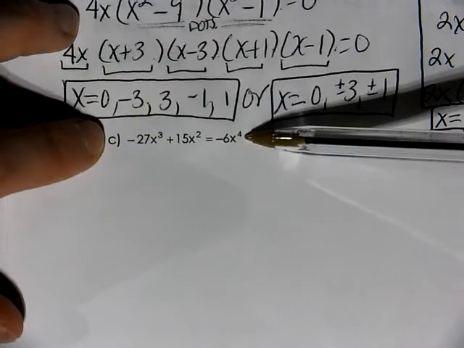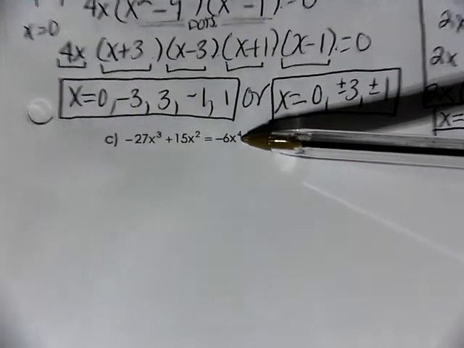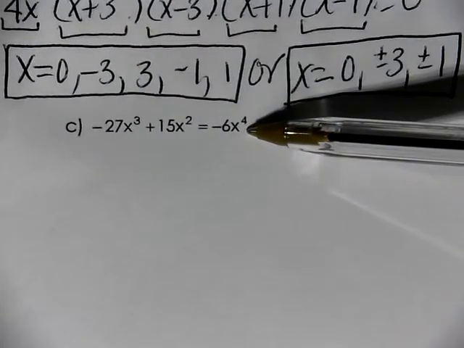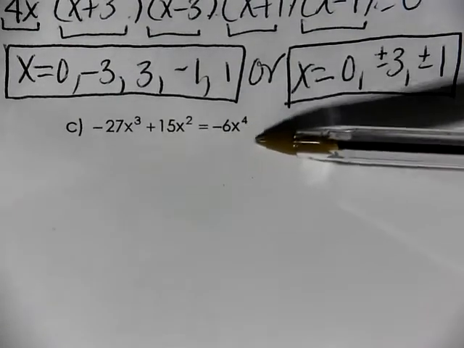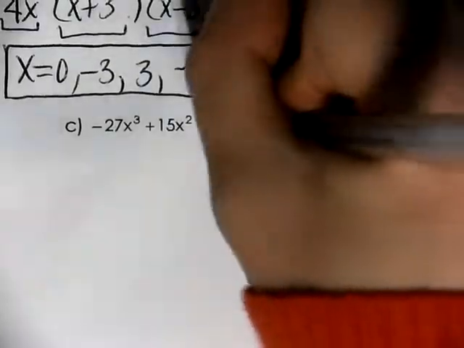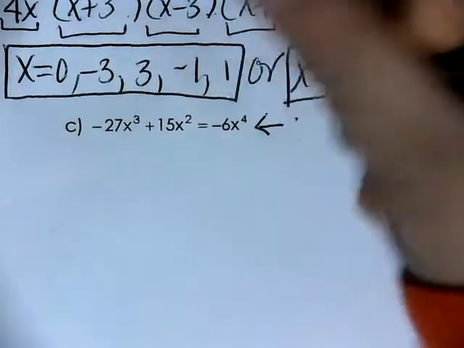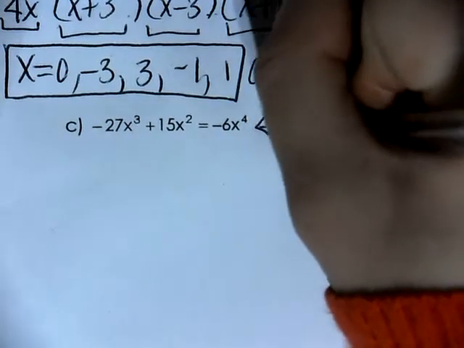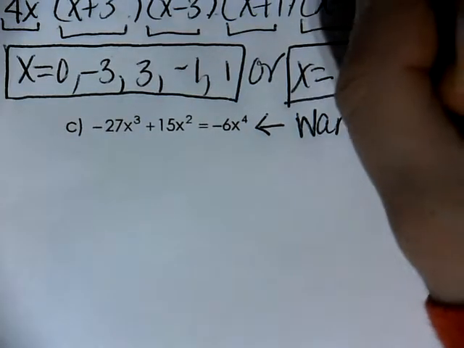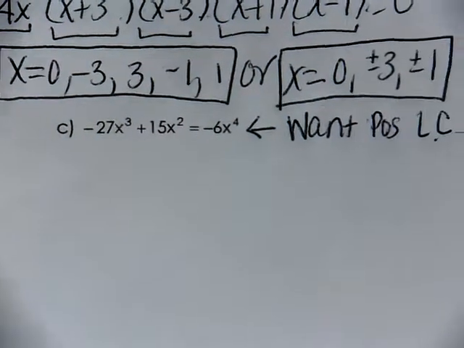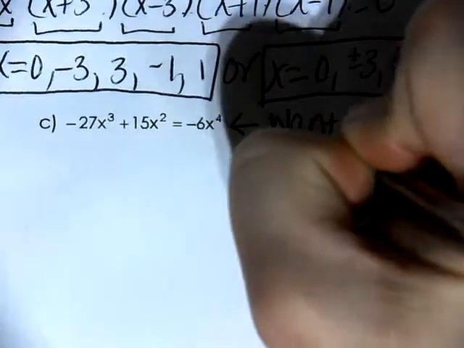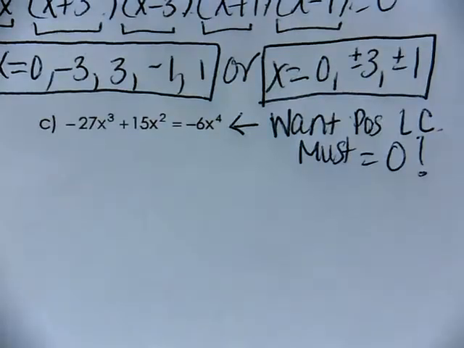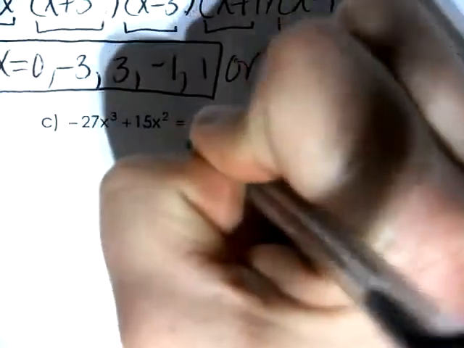So looking at letter C, the term with the largest exponent is negative 6x to the 4th power. But because our leading coefficient is negative, I need a positive, so I want a positive leading coefficient. That is really, really important. And I also have to have this equal 0. So therefore, I'm going to start off by adding 6x to the 4th power to both sides.